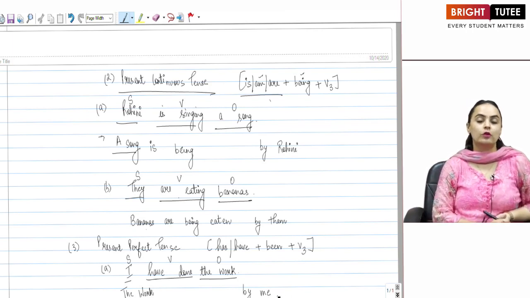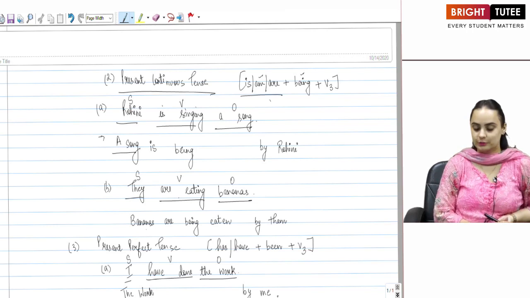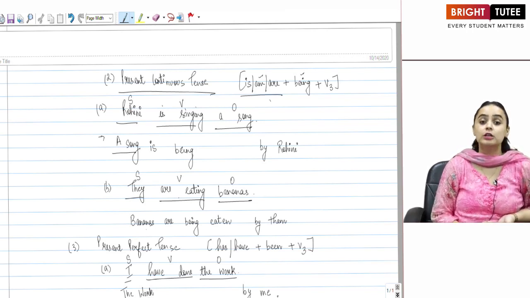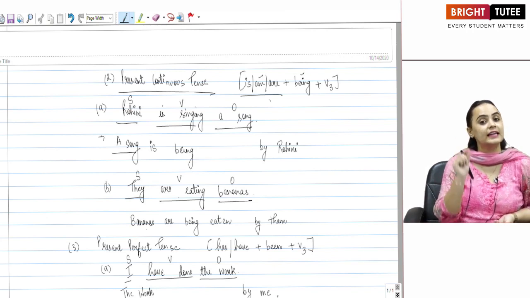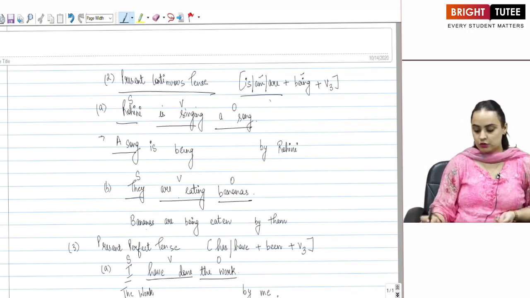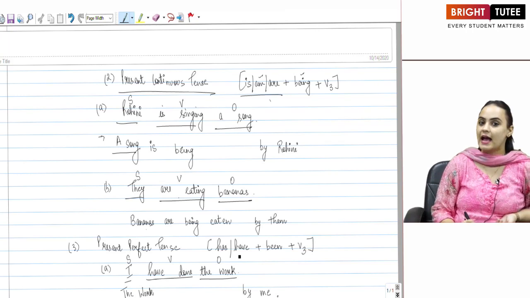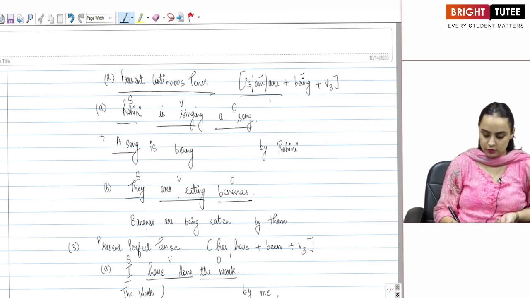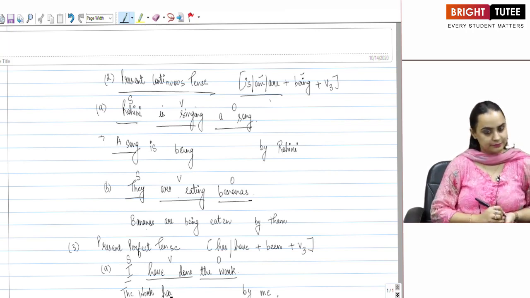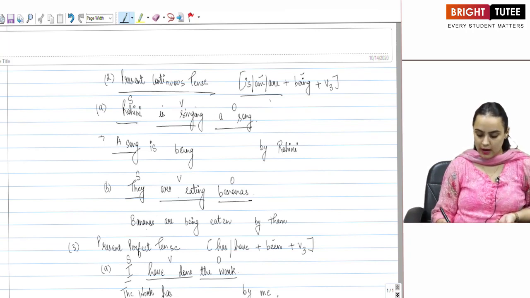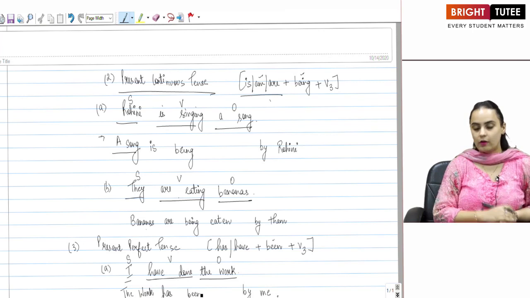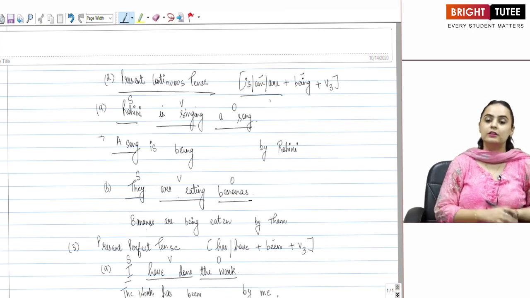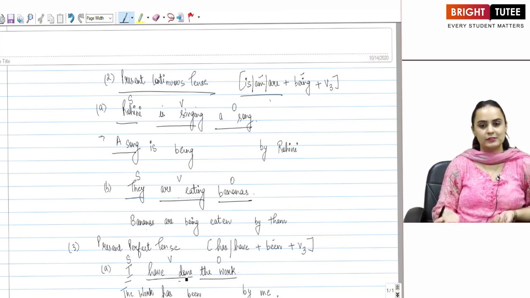Now let us move on to changing the verb. What is my subject over here now? The work. Now work is again singular. So, what am I going to use? Has or have? I will use has. Then what do I have to add? I have to add been. And third form of the verb. Now, what is the third form of the verb? Done. It is already written.